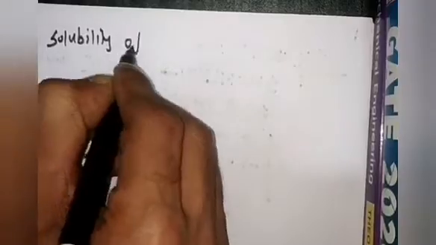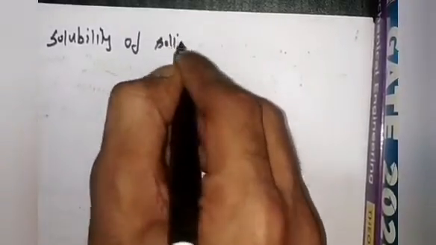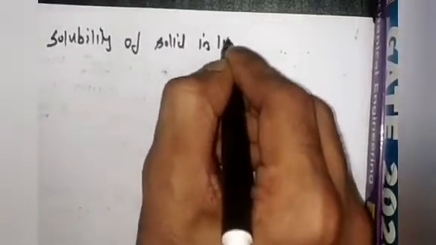Okay. Now, we have to discuss all these topics regarding solubility: the solubility of solid in a liquid, solubility of liquid in a liquid, and solubility of gas in a liquid. We have 3 topics to discuss over here regarding solubility. Okay. Now, just try to understand the first. I am going to discuss here solubility of solid in liquid.